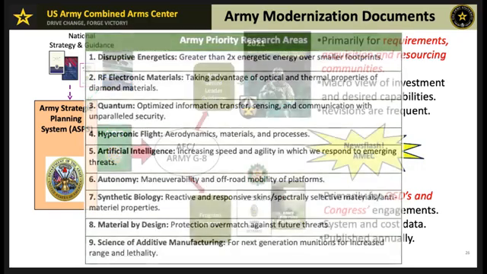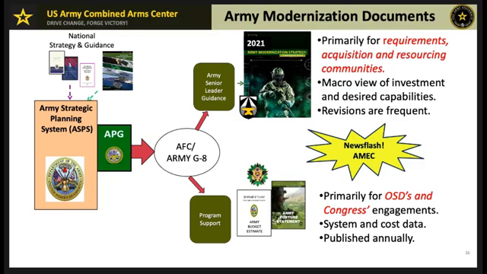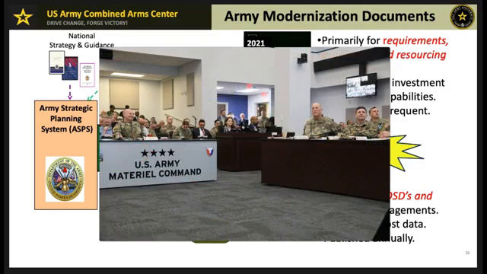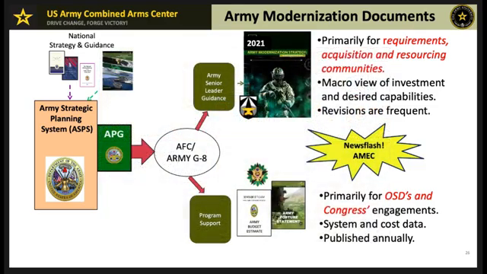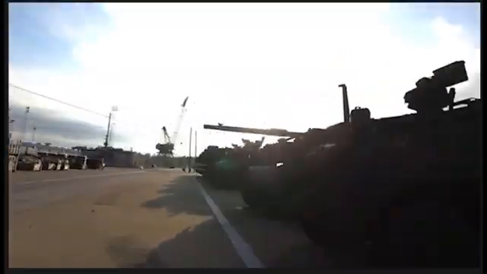Additionally, the Army Modernization Equipping Conference, AMEC, plays a significant role in these efforts. The AMEC's system and cost data are primarily aimed at engagements with the Office of the Secretary of Defense, OSD, and Congress, ensuring that the Army's modernization priorities are communicated and supported.